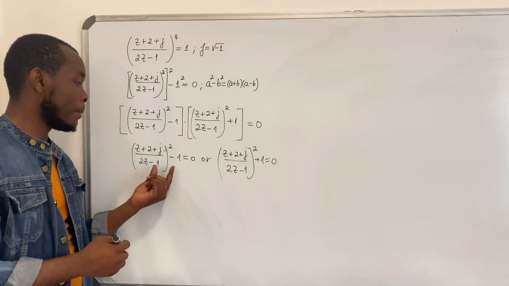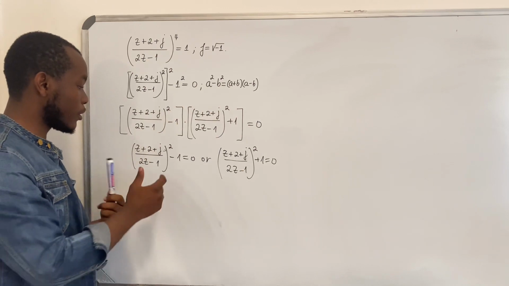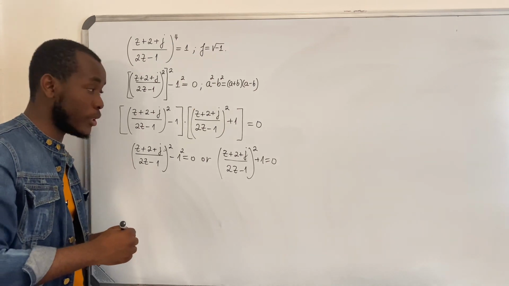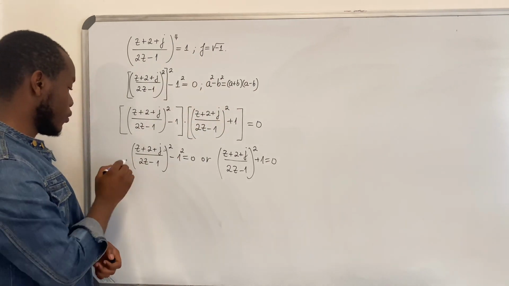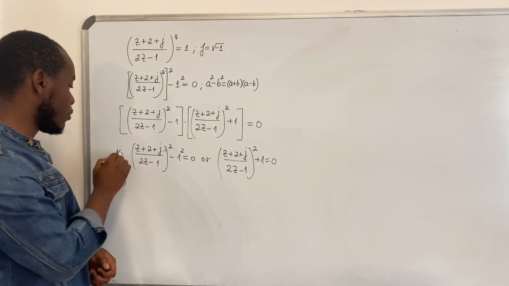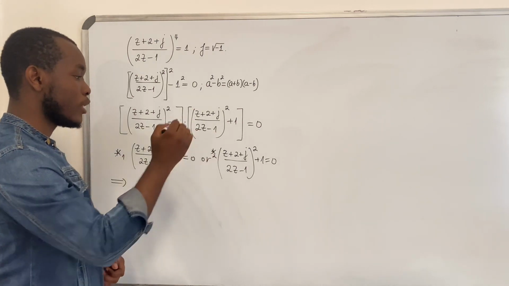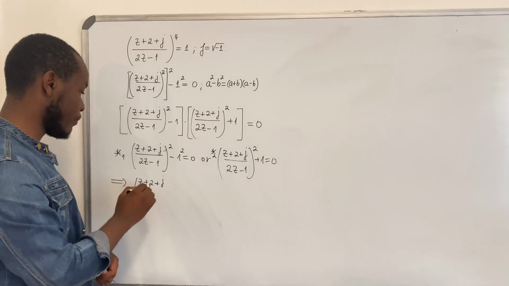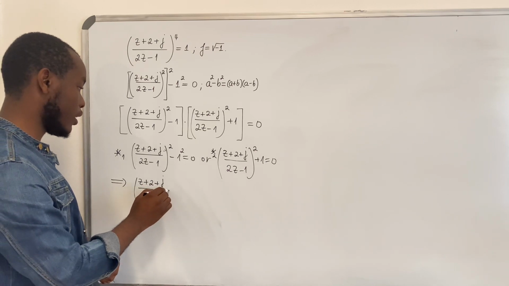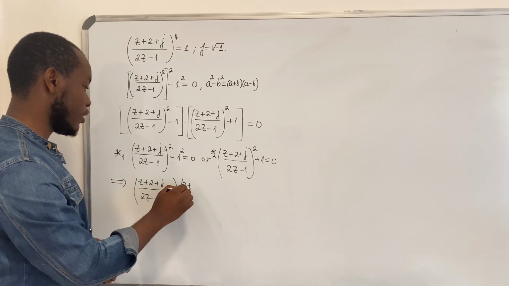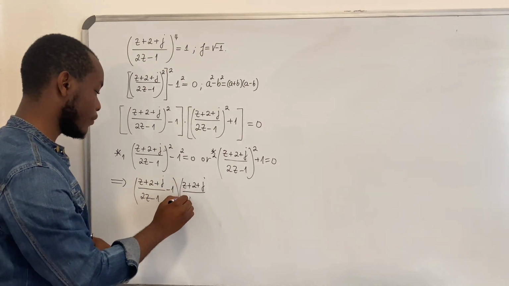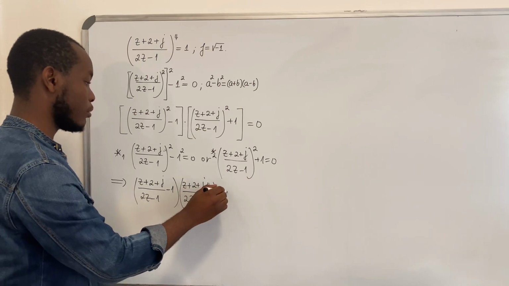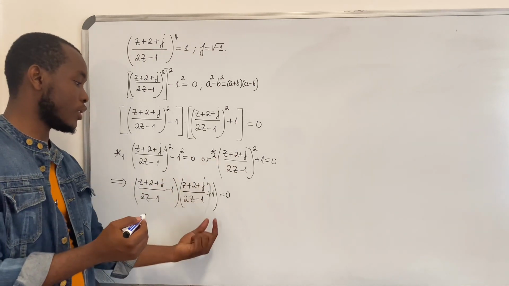Now this expression, again, we can apply this principle because there is some expression squared minus 1. We know that 1 is also 1 squared. So now we can apply the difference of 2 squares. So for this case, I'm going to call it star 1, and this one I'm going to call star 2. So let's solve star 1. In star 1, we're going to have ((z + 2 + j) over (2z - 1)) minus 1 times ((z + 2 + j) over (2z - 1)) plus 1 equal to 0. Let's just leave star 2 for now and solve this one.